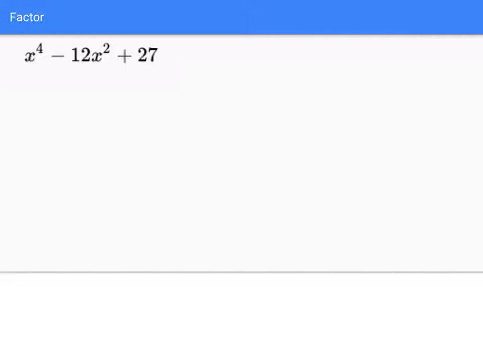So I read my directions here. First, you should try the problem, so pause it. And then I'm going to be factoring. When I look at this, I have x to the fourth, and I have x squared, and then I just have a number. So I can't factor anything out. Now I'm just looking to see, can I reduce this any further?